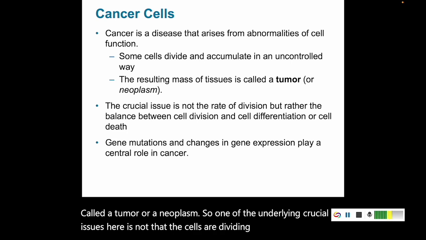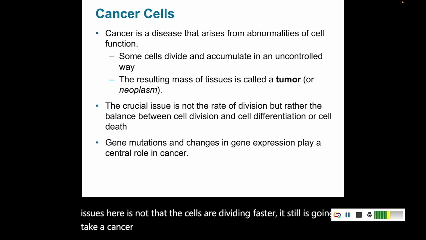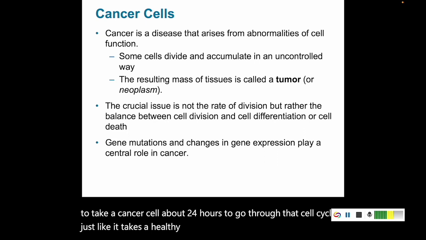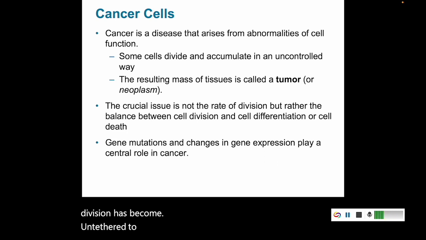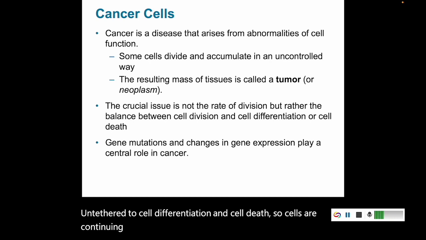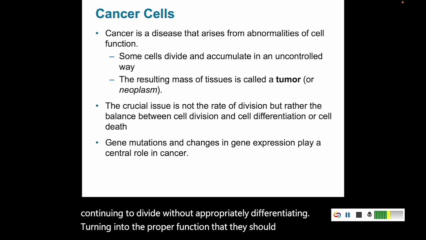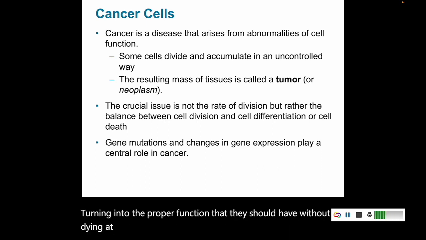So, one of the underlying crucial issues here is not that the cells are dividing faster. It still is going to take a cancer cell about 24 hours to go through that cell cycle, just like it takes a healthy cell. The difference here is that cell division has become untethered to cell differentiation and cell death. So cells are continuing to divide without appropriately differentiating, turning into the proper function that they should have, without dying at the time that they should. And so you end up with this mass of tissues.